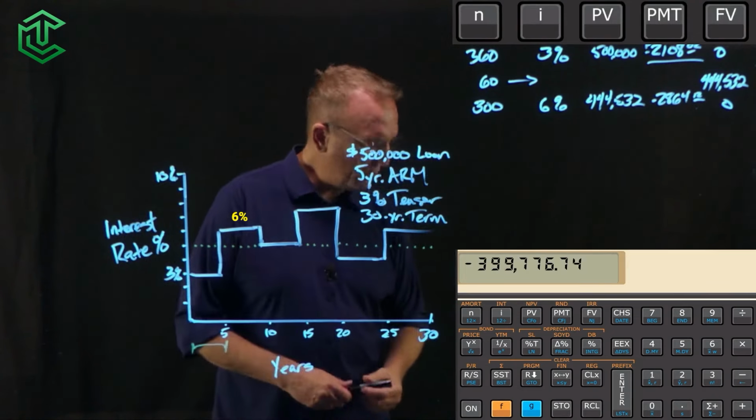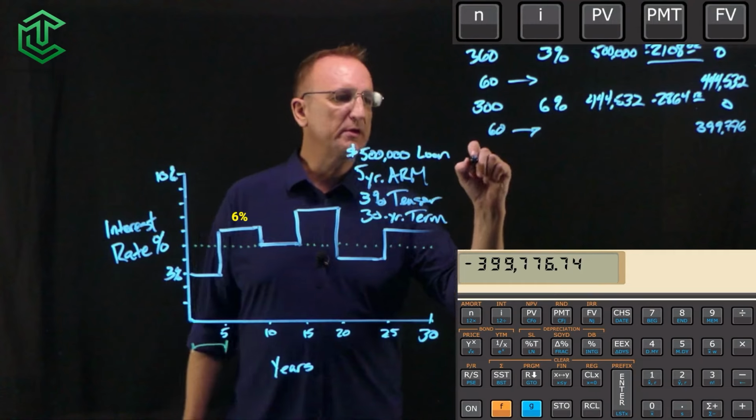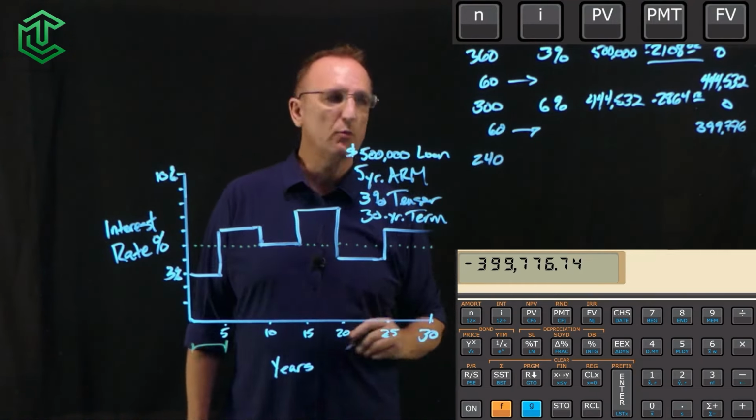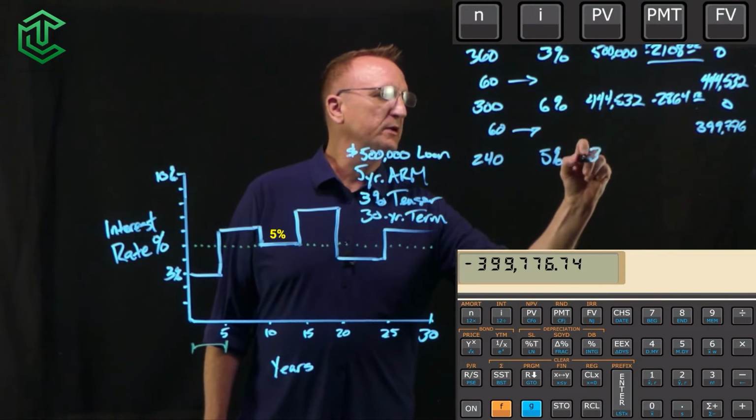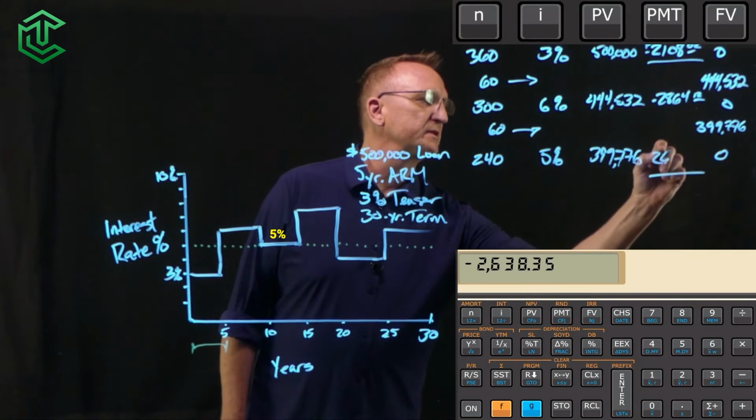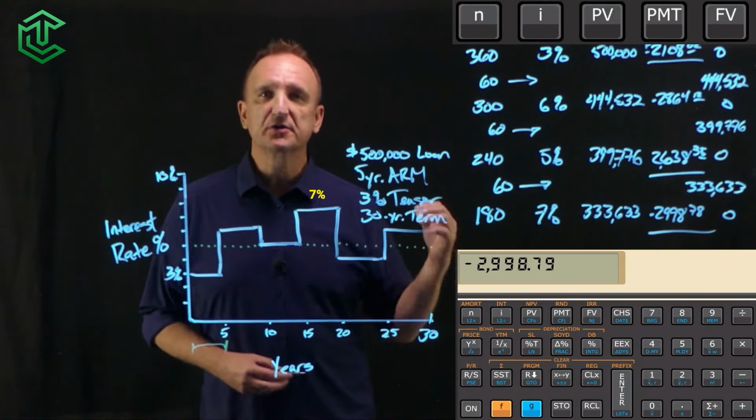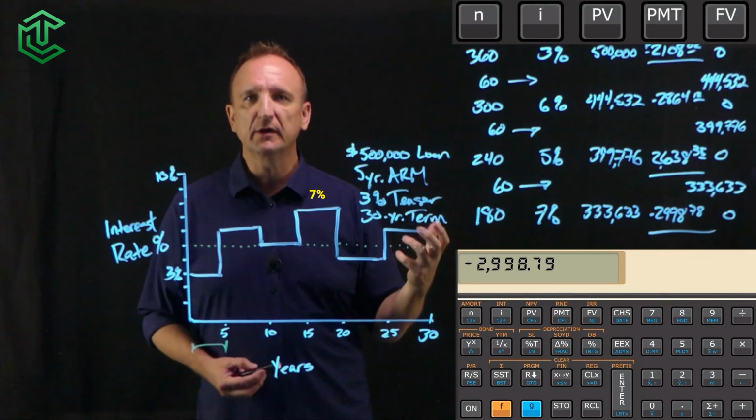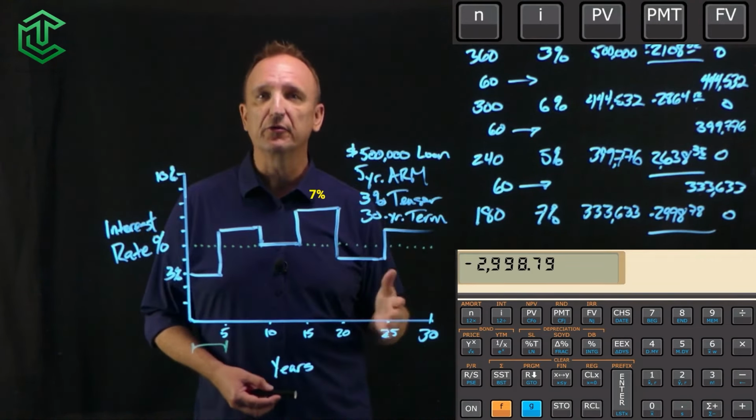60 months later, the new balance will be $399,776. There's 20 years left on the loan, so that's 240 months. Let's say the rate went down to 5%. They're going to take the $399,776, and we get $26.38, and so on and so forth. So at each adjustment interval, the lender takes the balance and recalculates the payment as if for a new loan for the remainder of that 30 years.